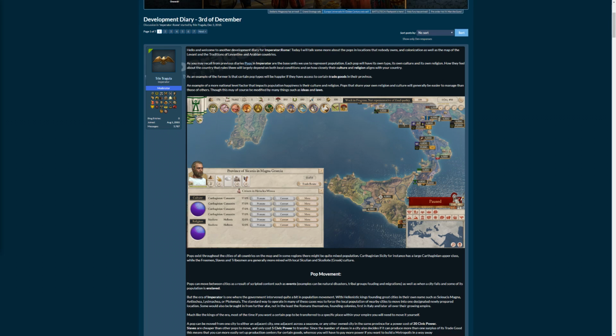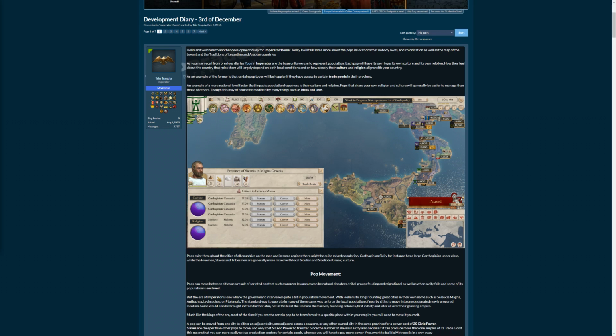But today we're going to be talking about POPs, POP movement, uncolonized land, and military traditions in the area around the Levant. As you may recall from previous Dev Diaries, POPs in Imperator are the base unit that we use to represent populations. Each POP will have its own type, its own culture, and its own religion. How they feel about the country that rules them will largely depend on both local conditions and on how closely their culture and religions are aligned.